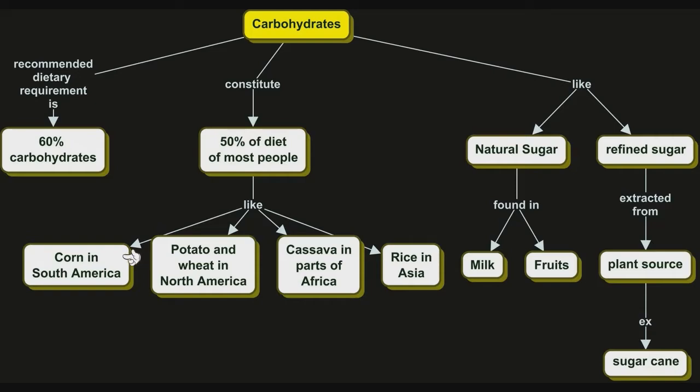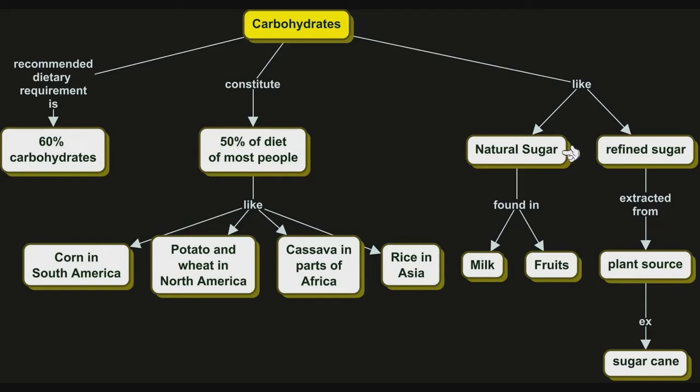For example, in South America, their carbohydrates or staple food comes from corn. That is also found in potato and wheat in the people of North America, while this is equivalent to cassava in some parts of Africa. And generally here in Asia, the staple food or the source of carbohydrates is coming from rice.